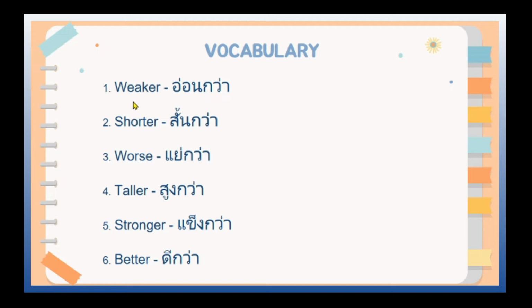Please repeat after me. Weaker, shorter, worse, taller, stronger, better. All right. Can you read once again? All right, good job. Now I provided here a Thai translation so you can further understand each word.